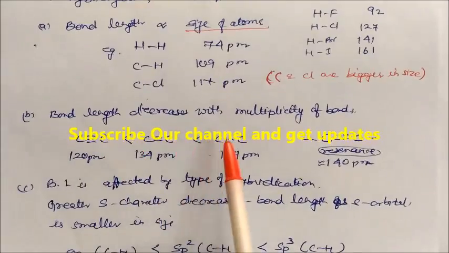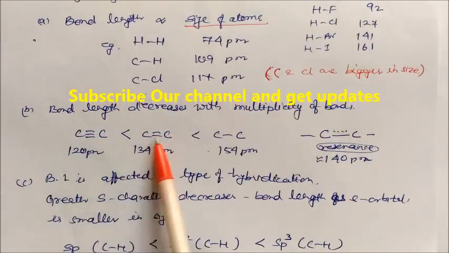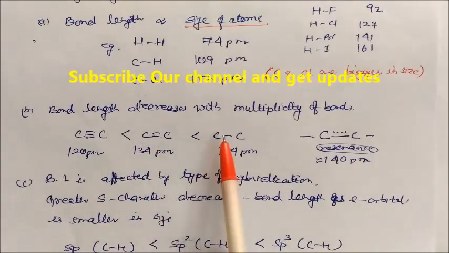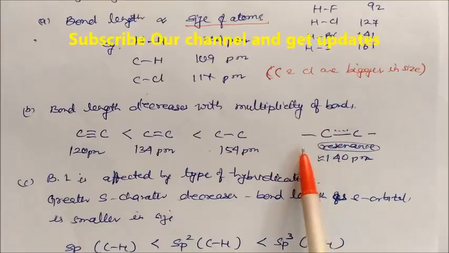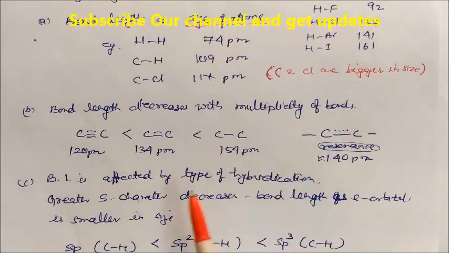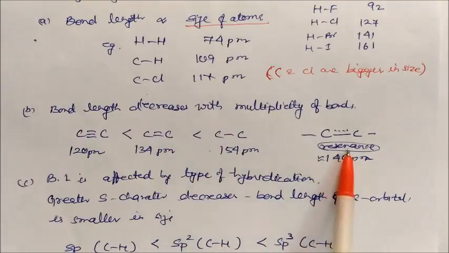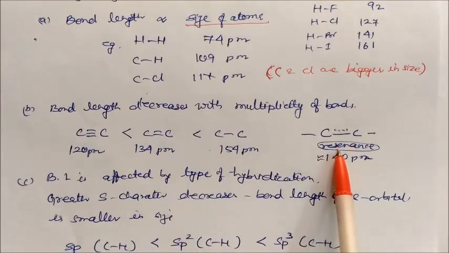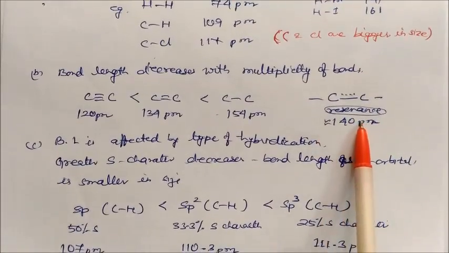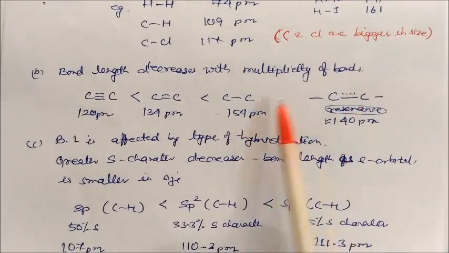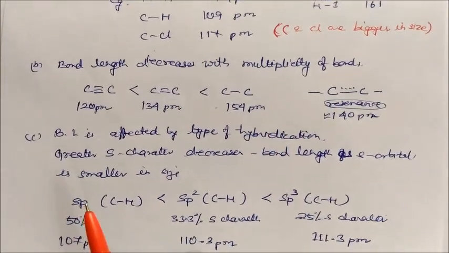Next, bond length is affected by the multiplicity of the bonds. A triple bond has the least bond length, followed by the C=C double bond and then the single bond. This is the resonating structure of carbon-carbon, so a partial double bond. This will be greater than the double bond but less than the single covalent bond, in between the double and the single covalent bond. This is due to the resonating structures of carbon-carbon: 140 picometer. So the first one, then the second, third, and fourth, in decreasing order.